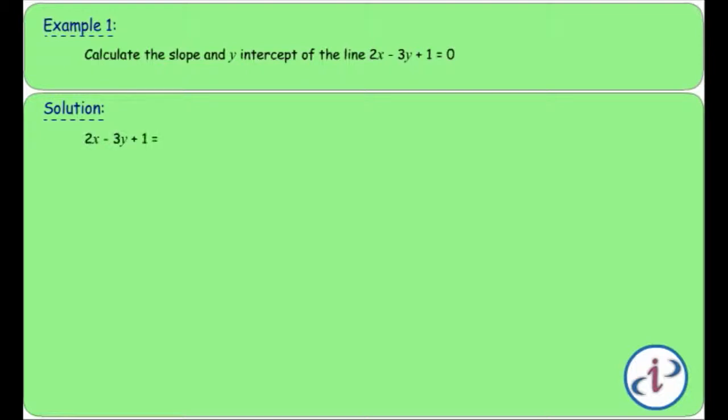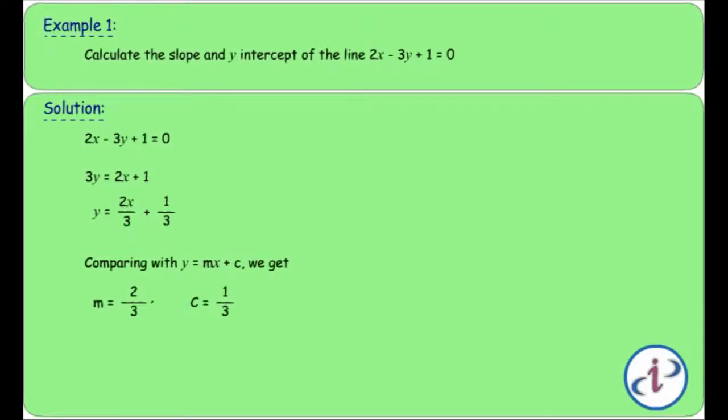Let us look at another example. Calculate the slope and y-intercept of the line 2x minus 3y plus 1 is equal to 0. Since 2x minus 3y plus 1 is equal to 0, 3y is equal to 2x plus 1, or y is equal to 2x by 3 plus 1 by 3. Comparing with y is equal to mx plus c, we get the value of m as 2 by 3 and c as 1 by 3. Hence, the slope is equal to 2 by 3 and the y-intercept is 1 by 3.